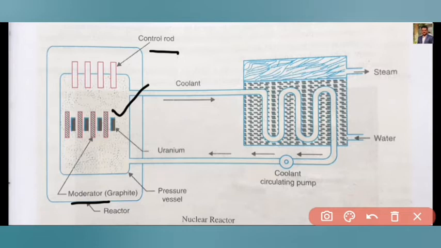We should control it, and for this we use the moderator rod. This moderator rod mainly consists of graphite rod. It is enclosed close to the fuel rod. Why are we using the moderator as a graphite rod? Because it slows down the neutrons of the uranium.